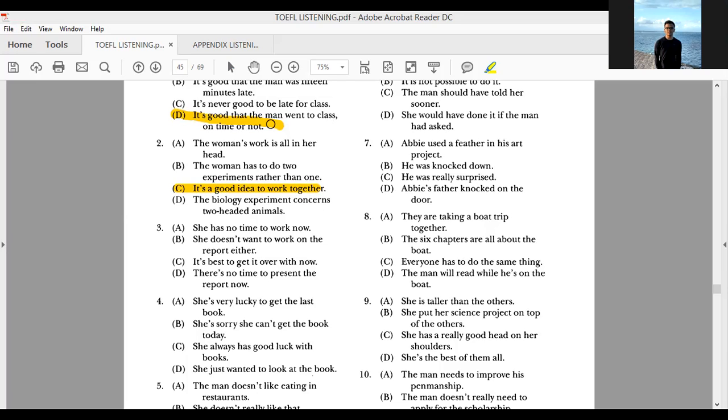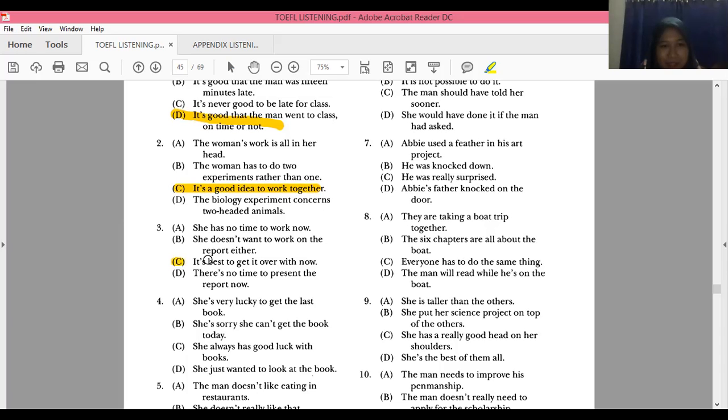Charlie, Miss. Charlie, it's best to get it over with now. It is. There's no time like the present. Nggak ada waktu yang lebih baik daripada sekarang. Kerjain sekarang aja. It's the best to get it over with now.